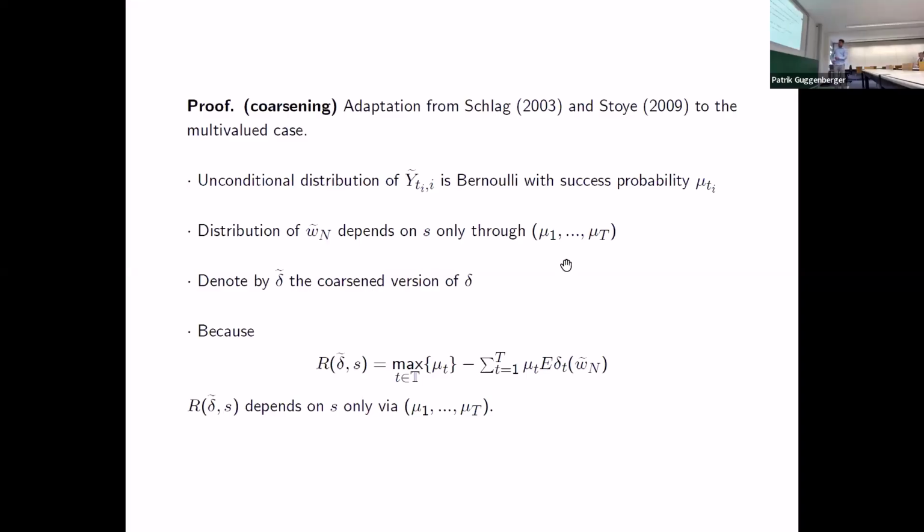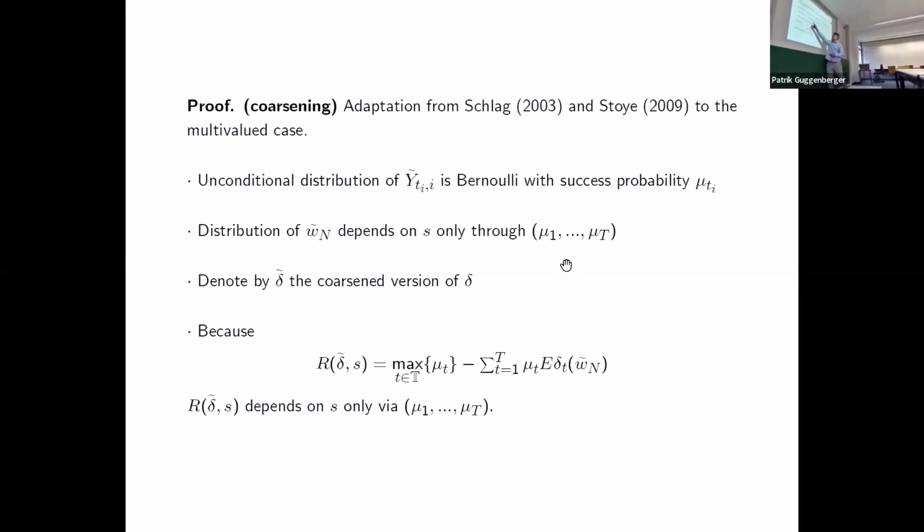Denote by delta tilde the coarsened version of a particular treatment rule delta. Then, because you can always write regret like this, it follows that the regret of the coarsened treatment rule given S depends on S only through the mean vector. Okay, so why is that?